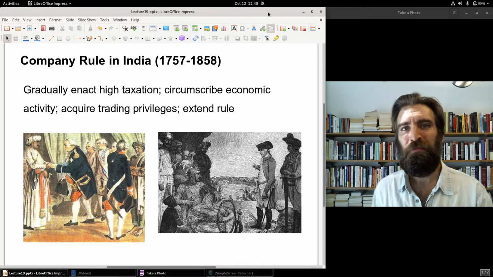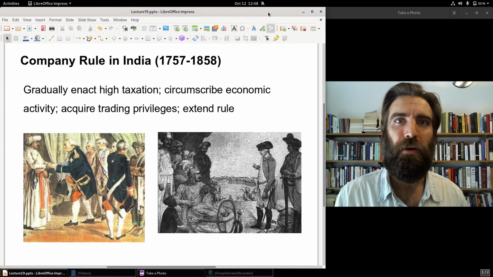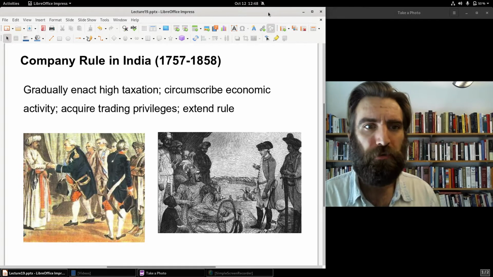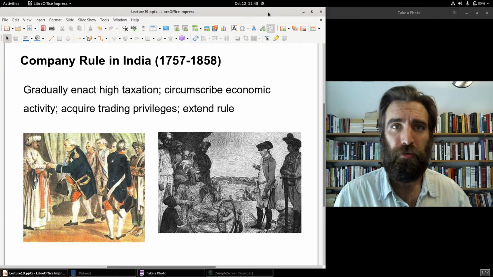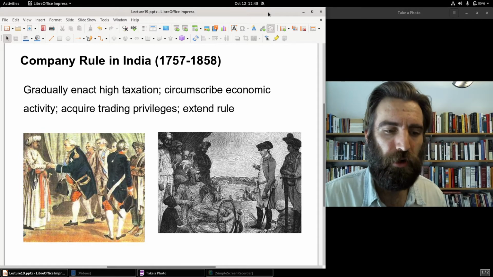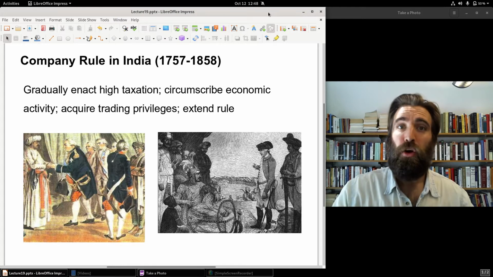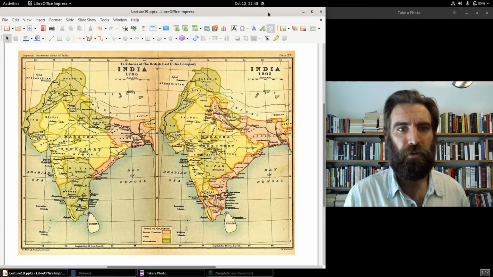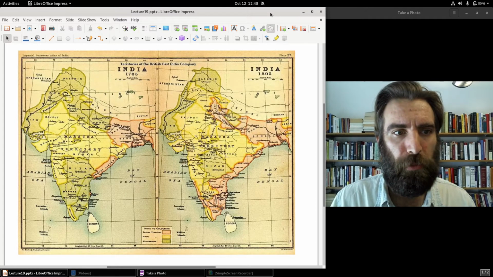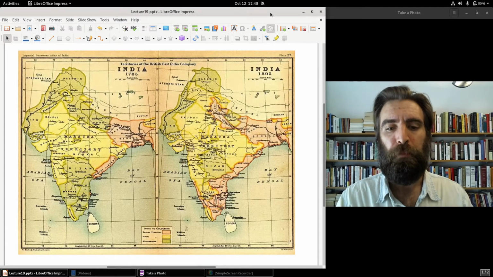Those powers that the company assumes, many of them are typical hallmarks of sovereignty: taxation, economic regulations, trading privileges, and whatever city or region or principality you're speaking of, and coinage as well. And in fact, the East India Company will coin its own money and secure a monopoly over coinage in most areas of India by the 1830s.